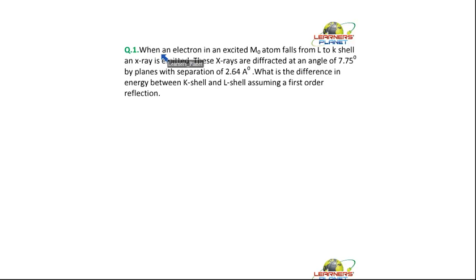When an electron in an excited Mo atom falls from L to K shell, an X-ray is emitted. So what does it say? Read. These X-rays are diffracted at an angle of 7.75 degrees by planes with separation of 2.64 angstrom. What is the difference in energy between K shell and L shell, assuming a first order reflection?